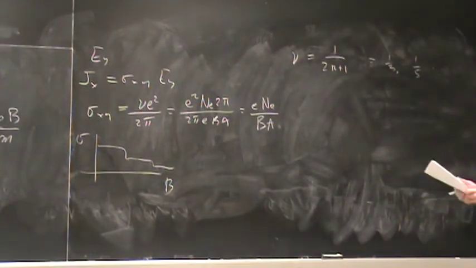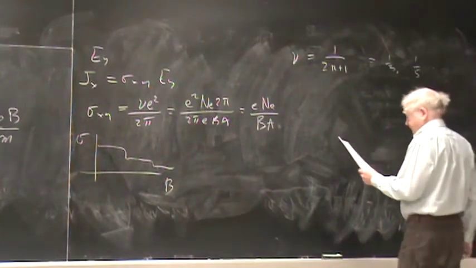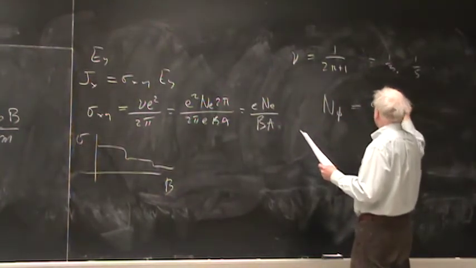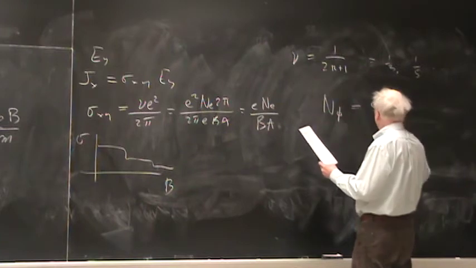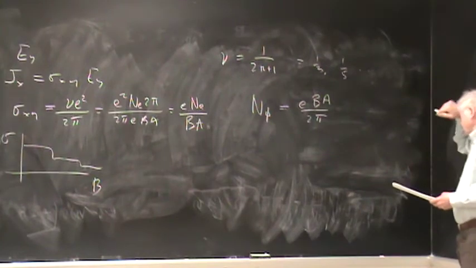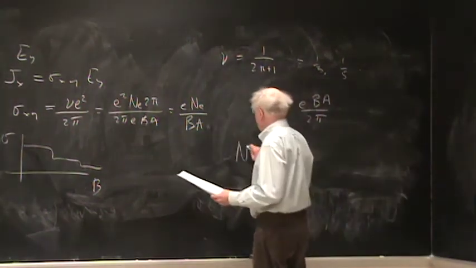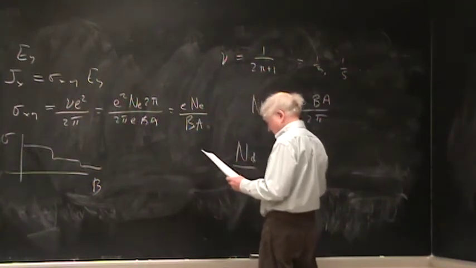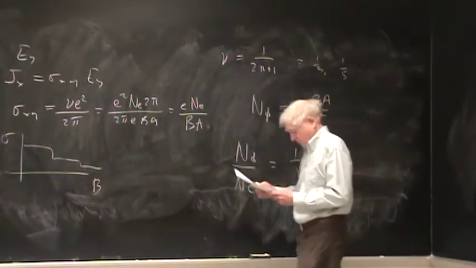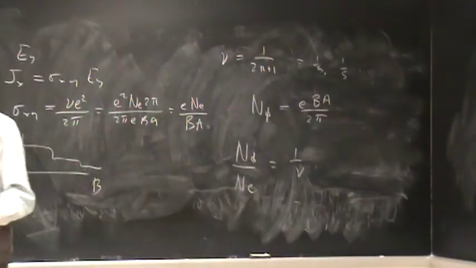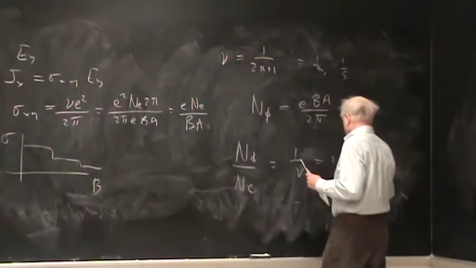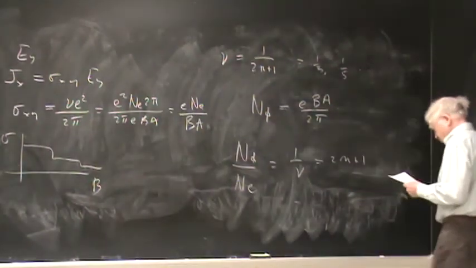Now, there's this fractional quantum Hall effect, which is that when nu is one over an odd integer, then it's also, in some sense, incompressible. And we've got flux quanta, and the number of these is eBA over 2 pi. The ratio of N_phi to N_e is then, if you just divide one by the other, one over n. What we said last time. And again, it's special when that's an odd integer.